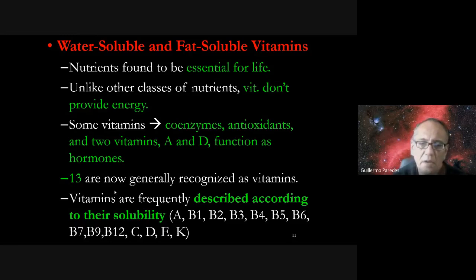Vitamin A and vitamin D function as hormones. Vitamin A, besides being known for night blindness, is going to express some genes. So that means that one gene is sleeping and then suddenly starts to function, and it requires vitamin A. So basically, vitamin A works as a hormone in every single cell of the body. And vitamin D participates in the regulation of calcium in the body. Okay, so now we have 13 known vitamins.